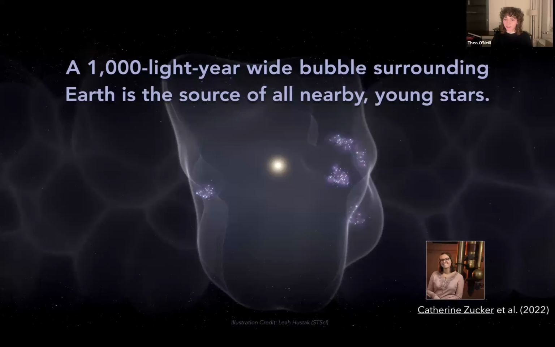My collaborator and advisor, Catherine Zucker, who is a scientist at the Smithsonian Institute associated with Harvard here in Cambridge, Massachusetts, put out a paper about 2 years ago now, summarizing some new discoveries that we've made about the effects of the local bubble on its environment, which I'll summarize now. So the local bubble is about 1,000 light years wide in diameter. And what Catherine found is that its expansion into the interstellar medium under the power of clustered supernovae is really responsible for the birth of nearly all young stars in our solar neighborhood.